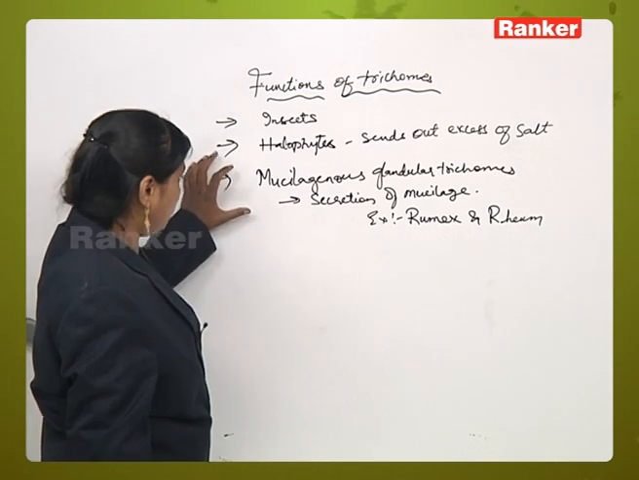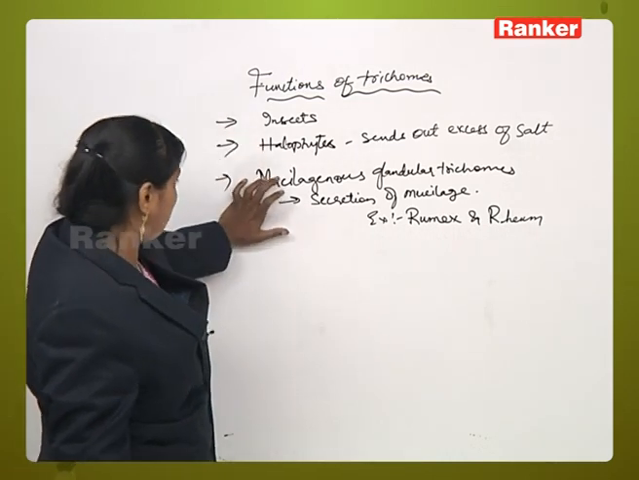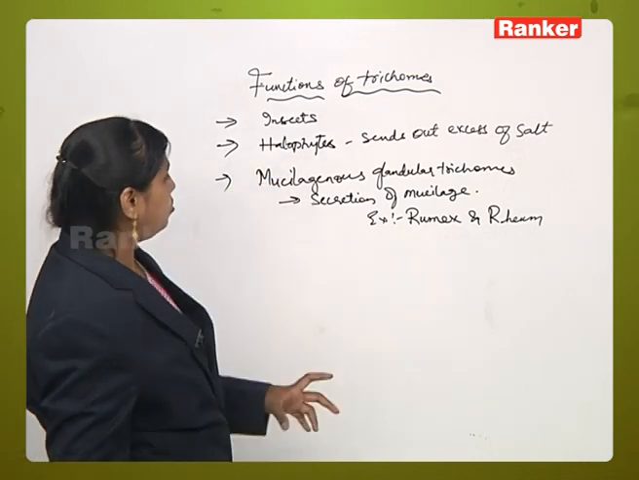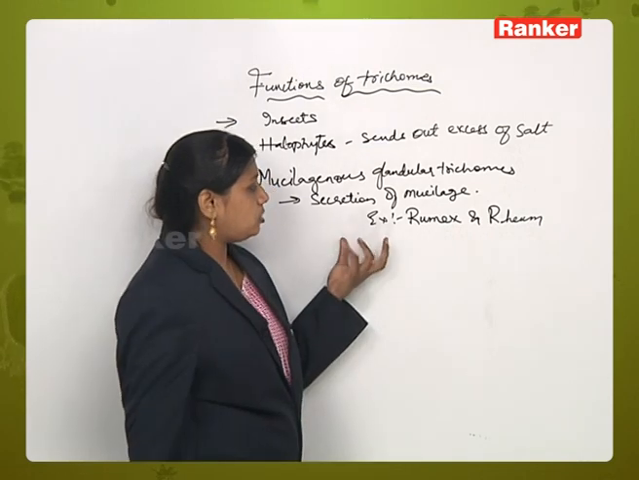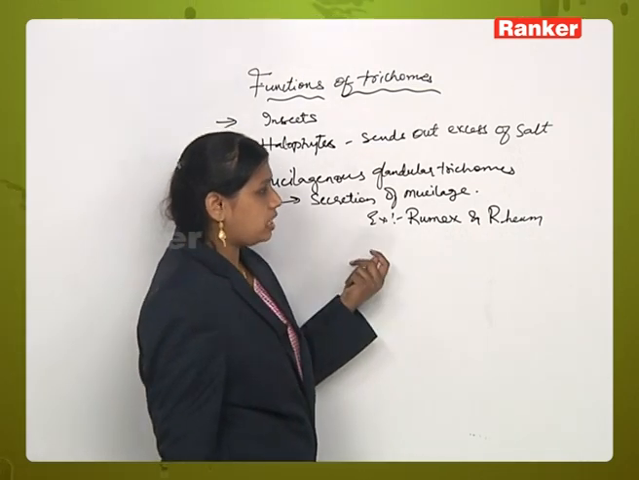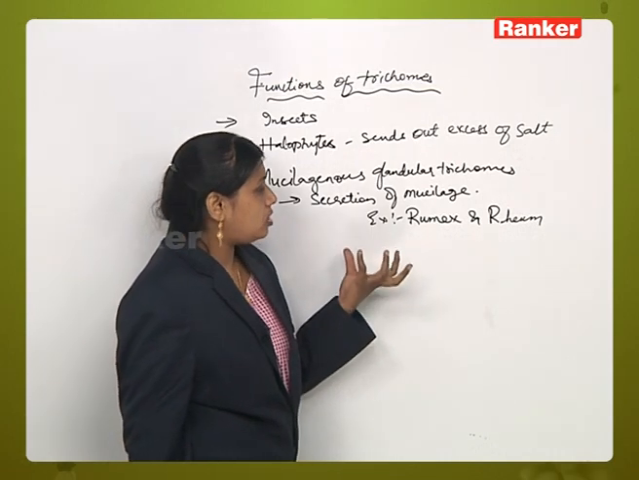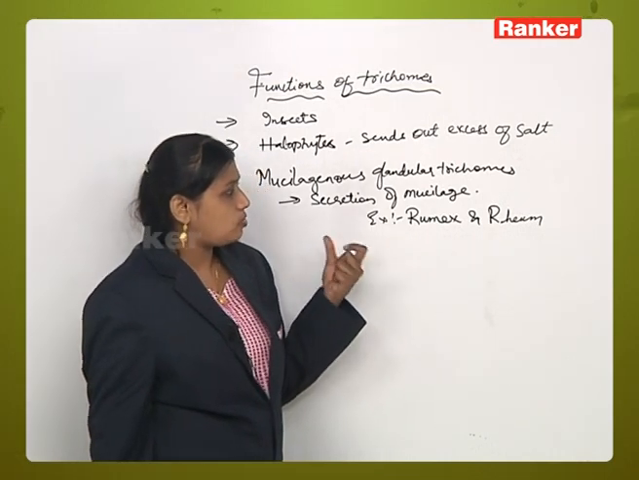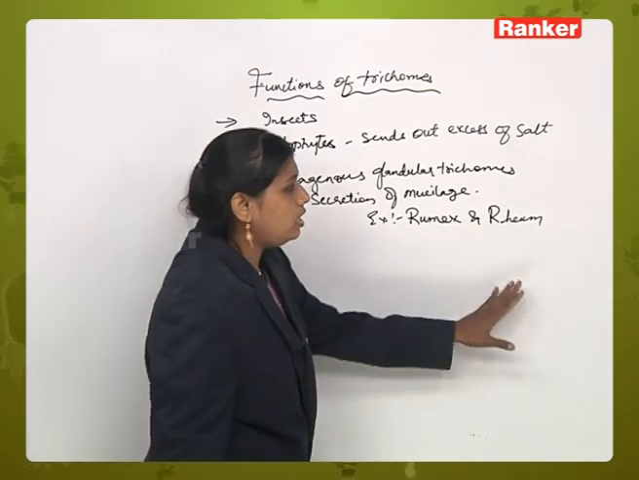So another type is mucilaginous glandular trichomes, which we haven't discussed till now, but the major one is those trichomes which are helpful in the secretion of mucilage. This mucilage is a type of polysaccharide which oozes out through the cuticle breakage, because through the breakage of the cuticle, the pores present in the cuticle will secrete this mucilage. Example is Rumex and Rheum.